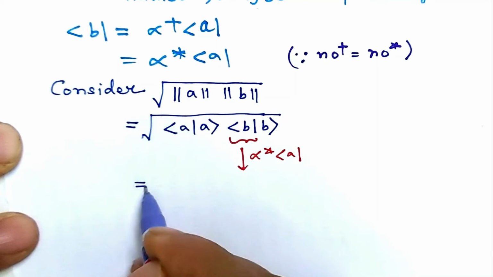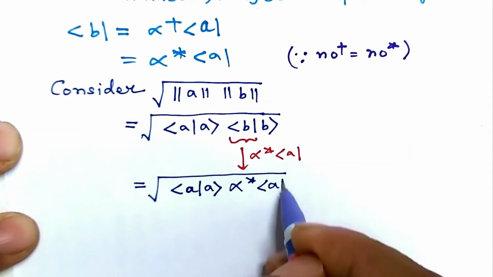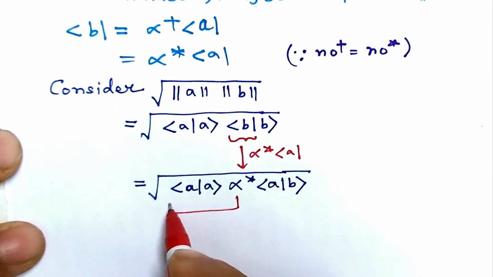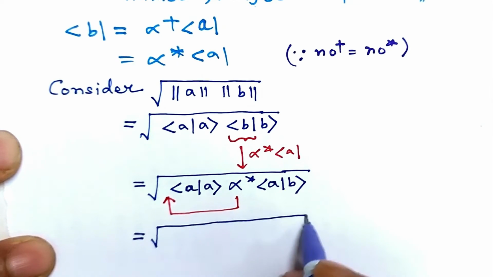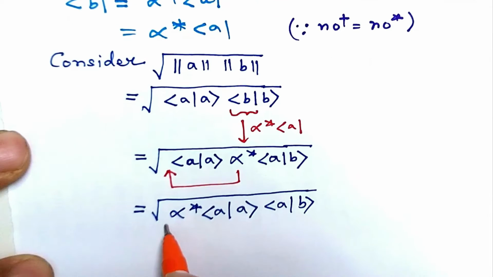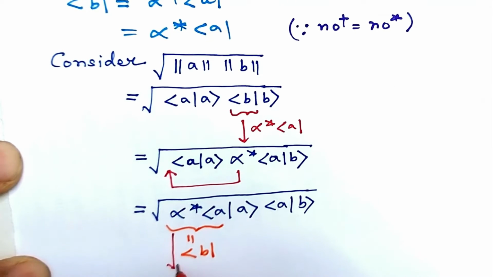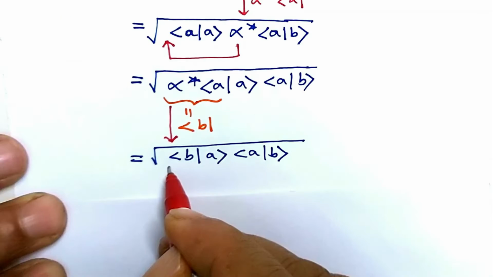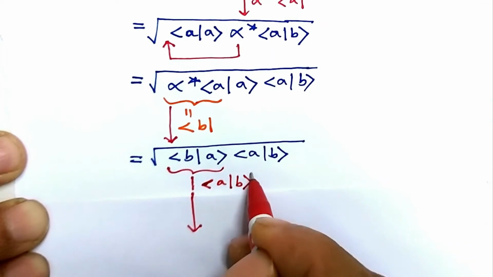So the left hand side is equal to the square root of bra A ket A into alpha star bra A ket B. As alpha is a number, it can be placed anywhere, and so we shift it here to get the square root of alpha star bra A ket A into bra A ket B. We can write alpha star bra A as bra B to get the square root of bra B ket A into bra A ket B. Now bra B ket A is bra A ket B star.